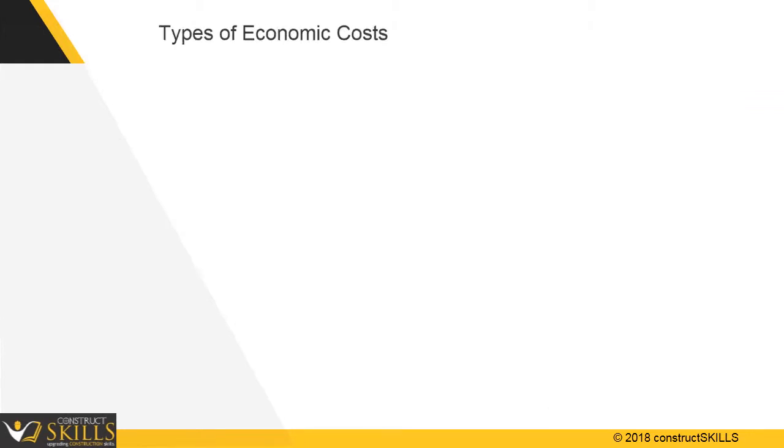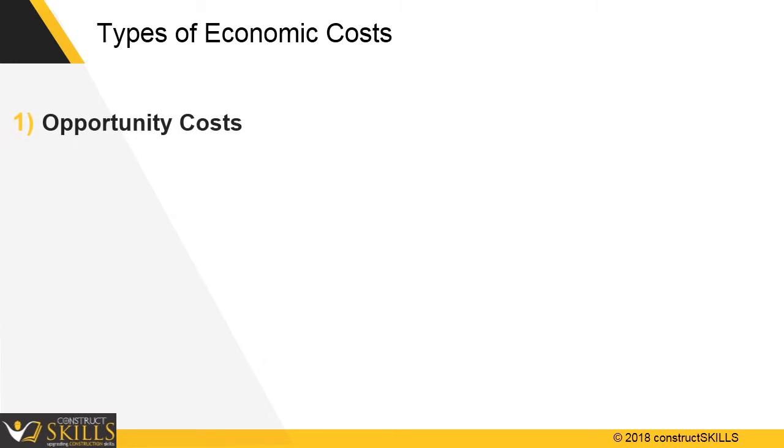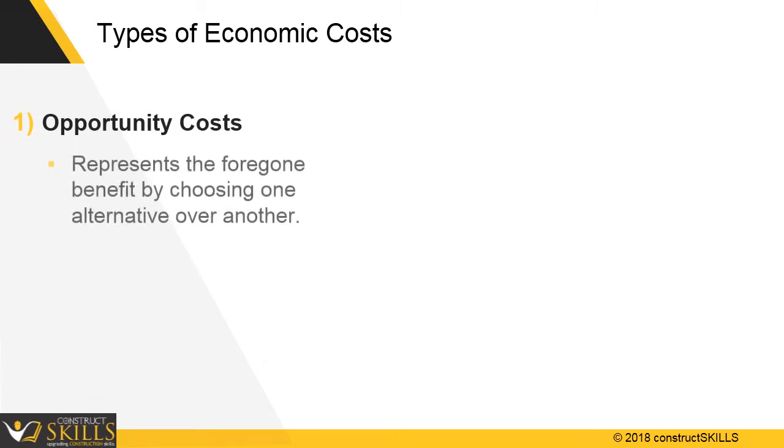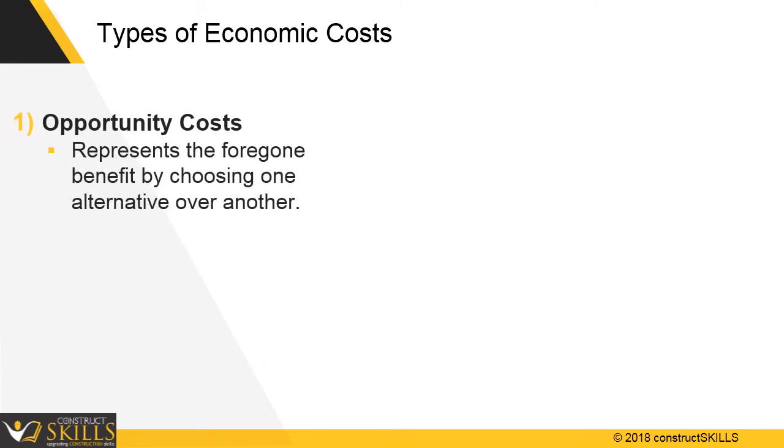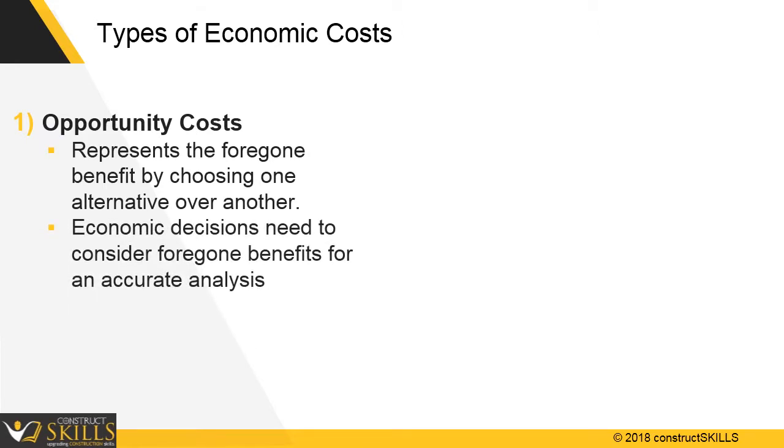Different types of economic costs are opportunity costs. It represents the foregone benefit by choosing one alternative over another. Similarly, other economic decisions need to consider foregone benefits for an accurate analysis.